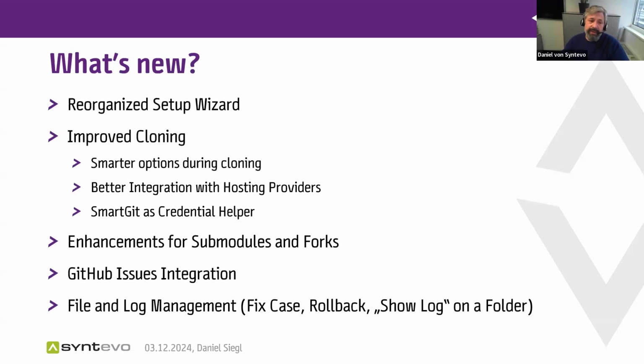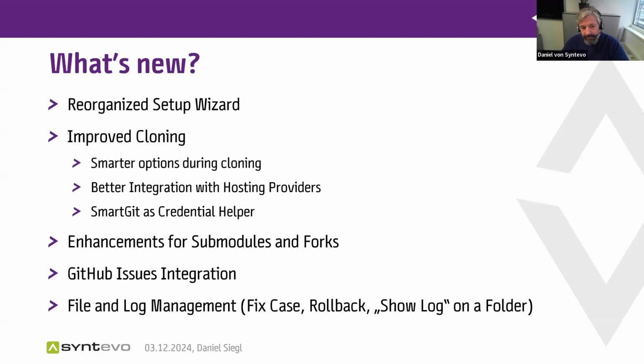We have reconsidered the options that you have during cloning to make it even smarter for you to clone new repositories on your machines. And we have a very cool new capability: because the hosting providers are typically authenticated via tokens, SmartGit now can serve as a credential helper for your repo. So even if you use a different Git client, which we hope you don't for some stuff, still SmartGit can do the authentication, being set up as a credential helper should you want to do so.